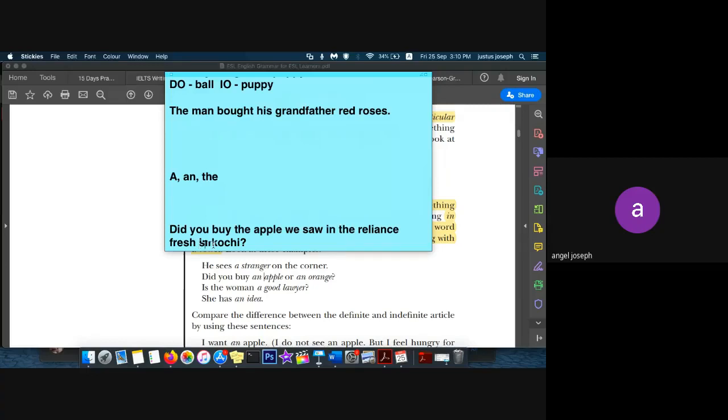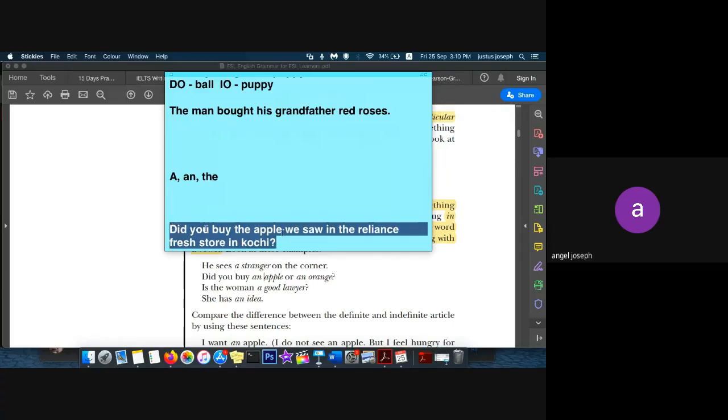One more word should come here. That's all. Now it's perfect. Did you buy the apple we saw in the Reliance Fresh store in Kochi?